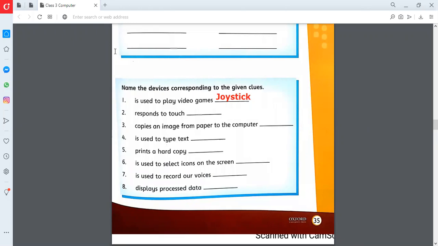Now we are moving towards the next one. What is the next hint saying? Next hint is: dash responds to touch. When we touch that thing, it responds, it gives us an answer. We touch our mobile, we touch our laptop, we touch our tablet. So what do we call it?